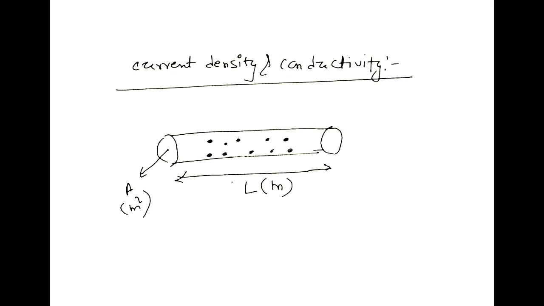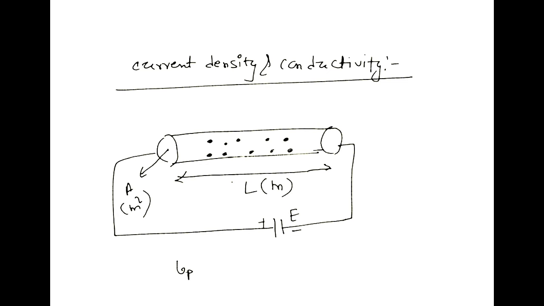Suppose I am applying an electric field E, or some voltage, to the material. So if I apply an electric voltage, electrons will move with a drift velocity Vd, in meters per second.